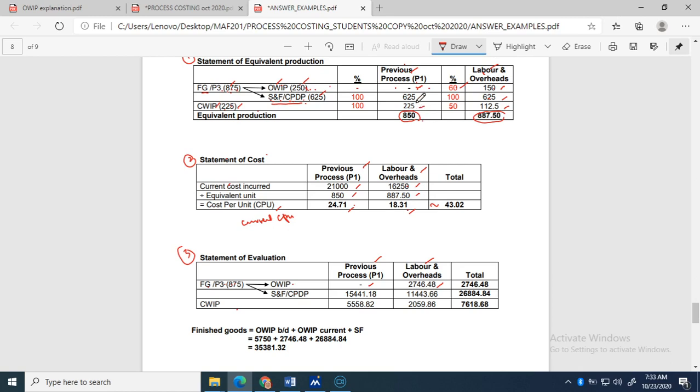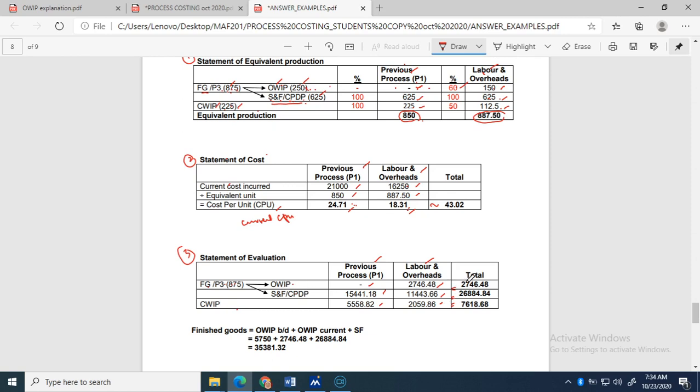For started and finished, 625 times 24.71, you get 15441.18. Labor and overhead for started and finished, 625 times CPU labor and overhead 18.31, you get 11443.66. CWIP 225 times 24.71, you get 5558.82. For CWIP 112.5 times 18.31, you get this one. Then you total up.